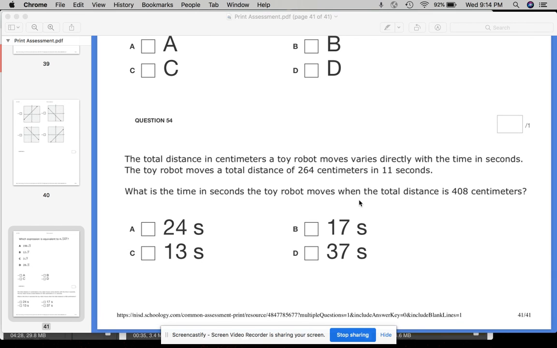Question 54. The total distance in centimeters a toy robot moves varies directly with the time in seconds. The toy robot moves a total distance of 264 centimeters in 11 seconds. What is the time in seconds the toy robot moves when the total distance is 408 centimeters? A. 24 s. B. 17 s. C. 13 s. D. 37 s.